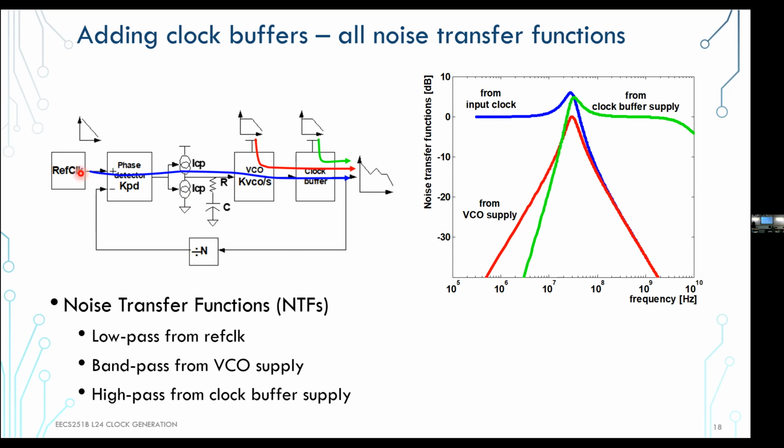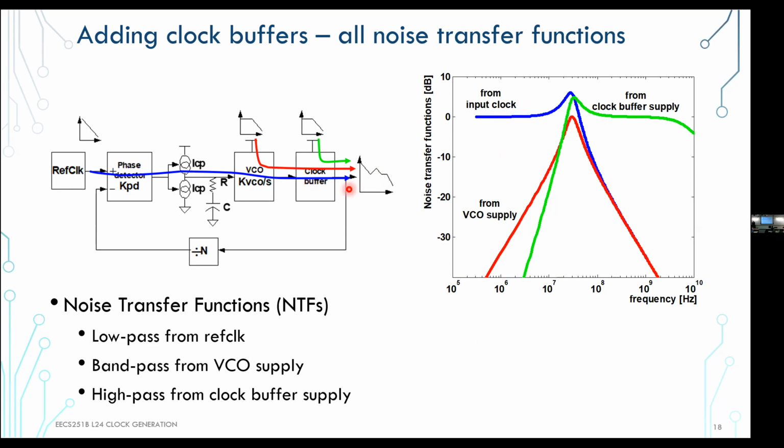So if I'm looking at the phase noise of the reference clock going through the whole PLL, that's, as we said, going to be a low pass. And depending on the loop dynamics, there may be a little bit of peaking in the system, as I'm trying to boost the bandwidth in the response of the PLL.